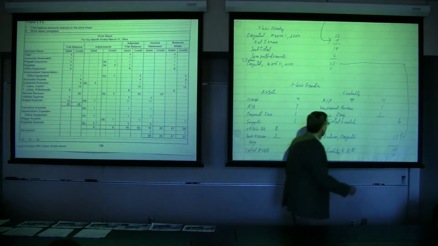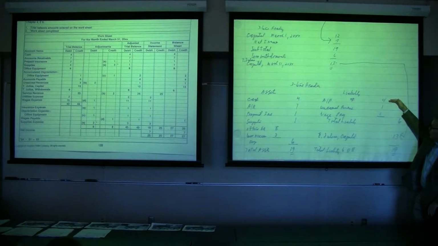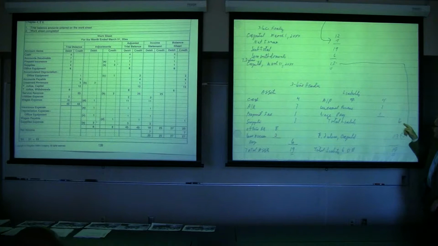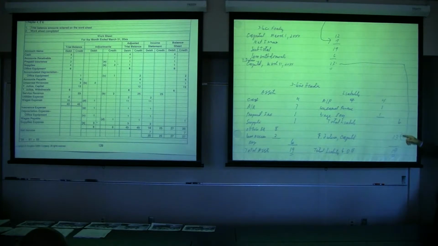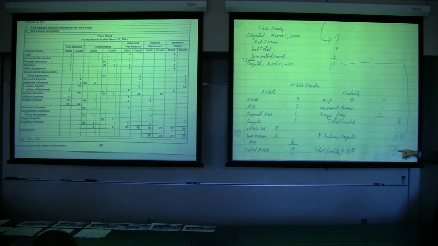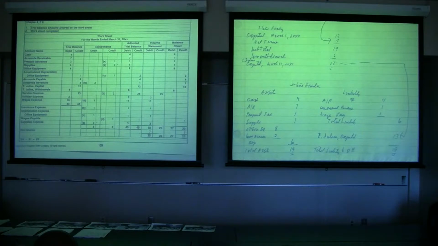Okay. Over here, you have accounts payable of 4, unearned revenue of 1, wages payable of 1, for a total of 6. And then the capital came from the statement of owner's equity. Add those together, 19 and 19. Everything's got a label. Sound good? All right.